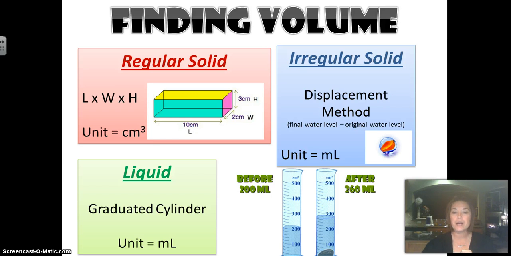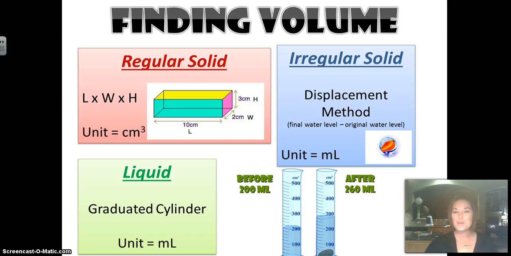Now, if you are finding the volume of a liquid, it's pretty simple. You just put that liquid into a graduated cylinder and it will tell you what the volume is. And a graduated cylinder is going to be measuring your volume in milliliters. So milliliters will be your unit for liquid volume.